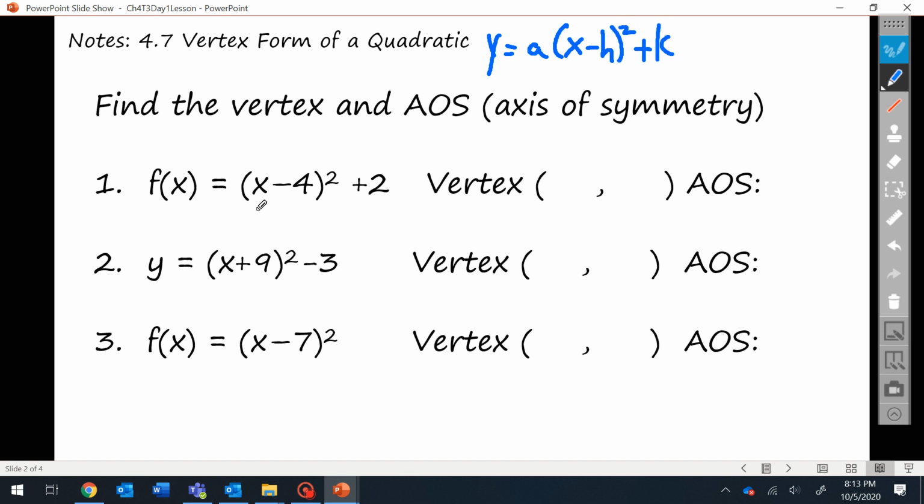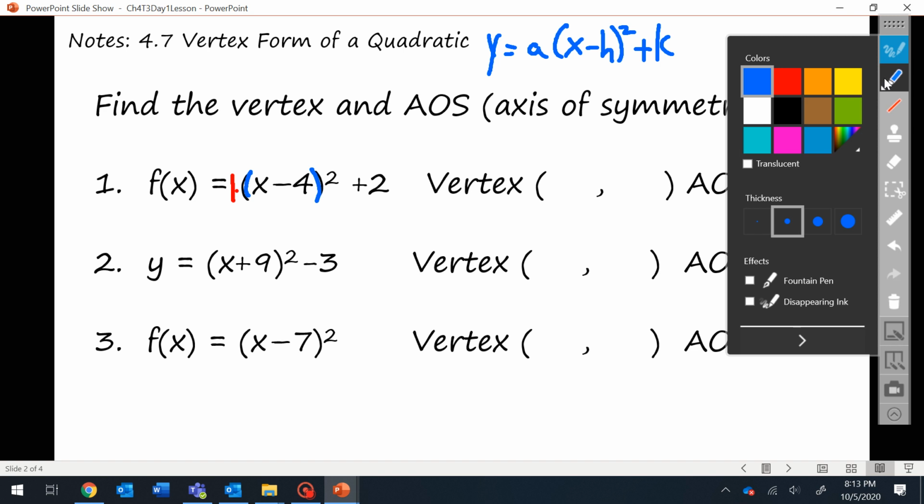Alright, you can tell that this is not, number one, this is not in standard form because there's no x squared, there's no x term. It's a binomial, x minus 4, in parentheses, with an exponent on the outside. So this is in vertex form. There is an a value here, it's 1, but we're just looking for the axis of symmetry and the vertex.